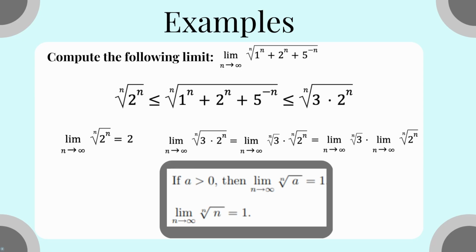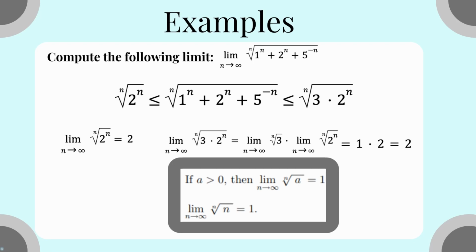We can calculate the limit of the nth root of 3 using this formula. It says that if a is bigger than 0, then the limit when n is going to infinity of the nth root of a is always equal to 1. Here our a is 3, so this limit is going to 1. The limit of the nth root of 2 to n is equal to 2, so we have 1 multiplied by 2, which is equal to 2.